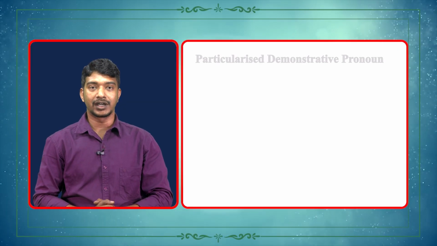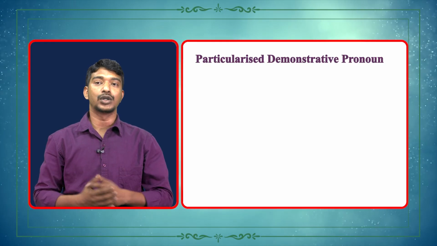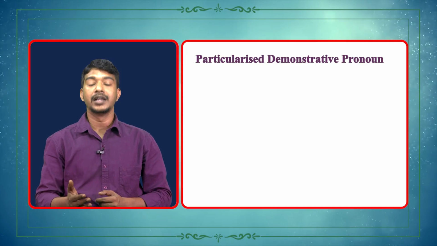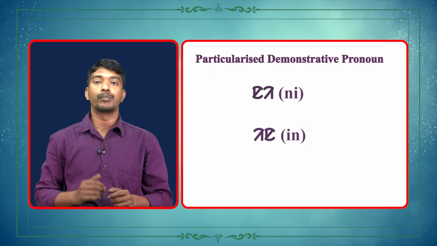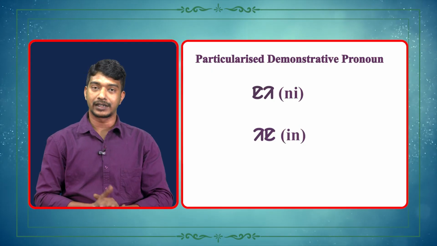Now we will see the particularized demonstrative pronoun. Let us look at the particularized demonstratives first. There are two roots, ni and in, from which the particularized demonstratives are generated. Unlike simple demonstratives, this type of demonstrative has only proximate and distant distinction. Forms for remote are absent.